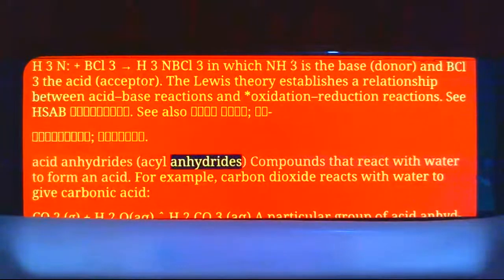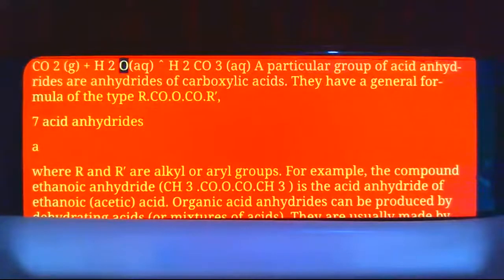Acid anhydrides, acyl anhydrides: compounds that react with water to form an acid. For example, carbon dioxide reacts with water to give carbonic acid. CO2 + H2O → H2CO3. A particular group of acid anhydrides are anhydrides of carboxylic acids. They have a general formula of the type RCO-O-CO-R, where R and R are alkyl or aryl groups. For example, the compound ethanoic anhydride CH3CO-O-COCH3 is the acid anhydride of ethanoic (acetic) acid.